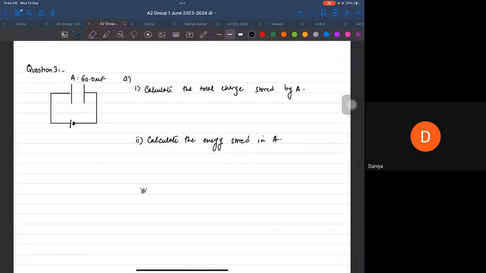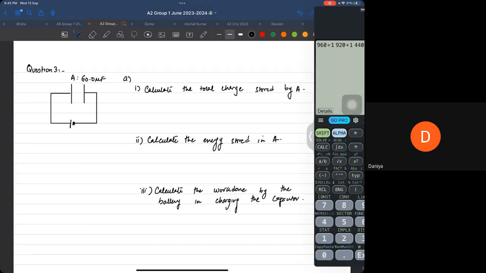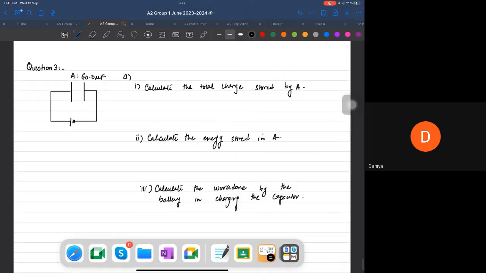And part 3 would be calculate the work done by the battery in charging the capacitor. Can you guys please, this is what I've already done. So can you guys please do this and tell me the answer? You have 2 minutes for this, and then I'm going to write the next part, which is the real part actually. Hurry up, please.